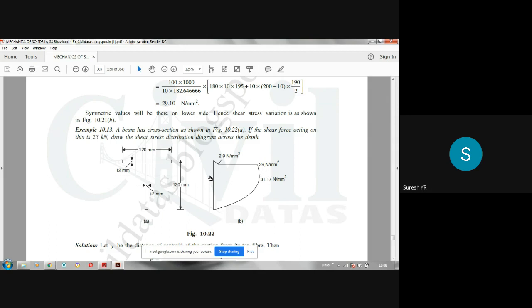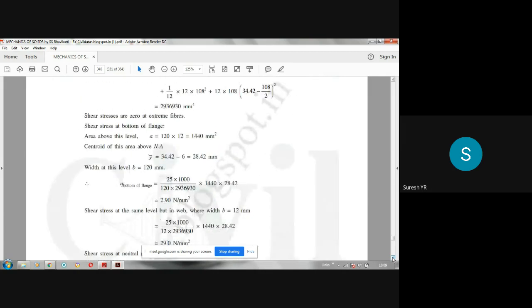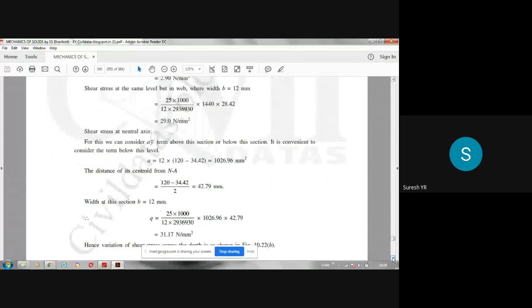Next, you have to join them by a straight horizontal line, that's all. Then you have the maximum shear stress at the neutral axis. So we have located the neutral axis point, 34.42 from the top, or it is 120 minus 34.42 from the bottom, which comes out to be 85.58. So that is the distance from the bottom fiber.